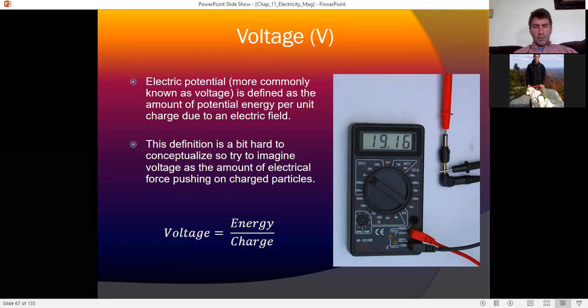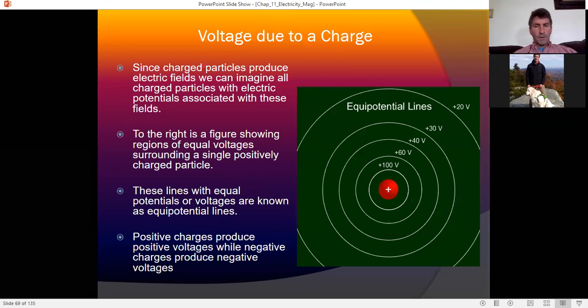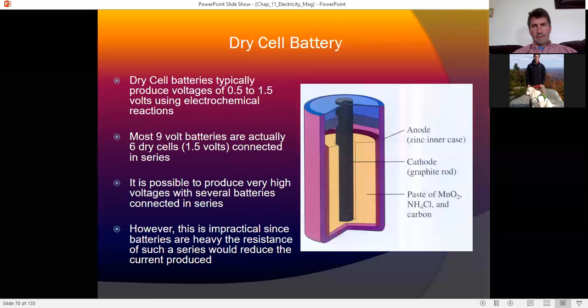Now, why is this important? Why am I talking about this? Again, a volt is 1 joule per coulomb. The reason I'm talking about this is, if we think about something like a battery, this is a dry cell. These are typically inexpensive batteries that you can buy at just about any store, and they have a voltage of about 1.5 volts. That means every coulomb of charge will get about 1.5 joules of energy.